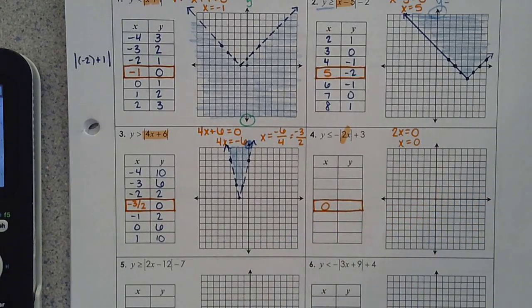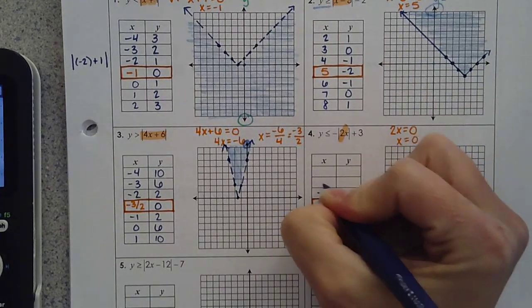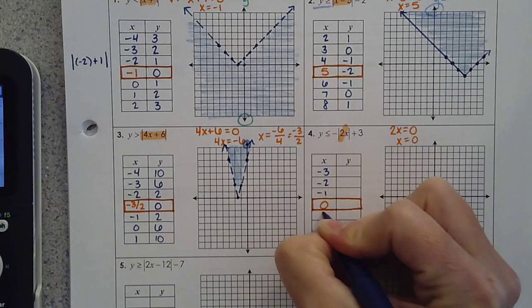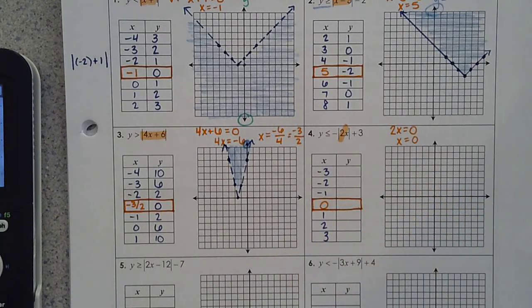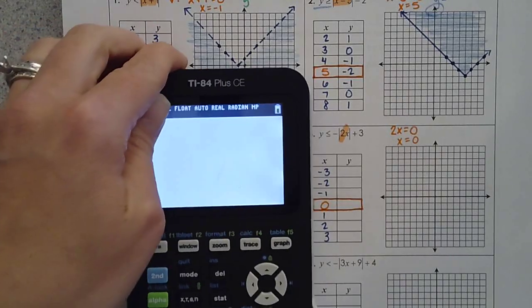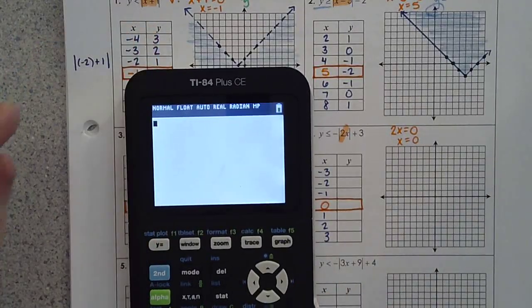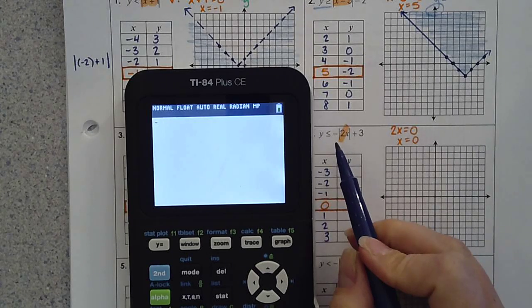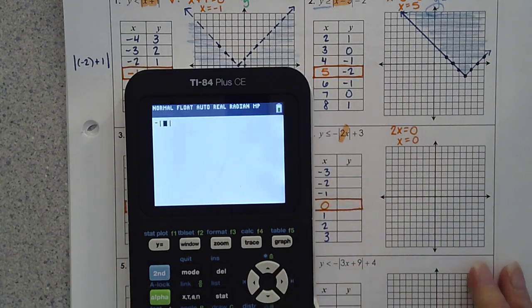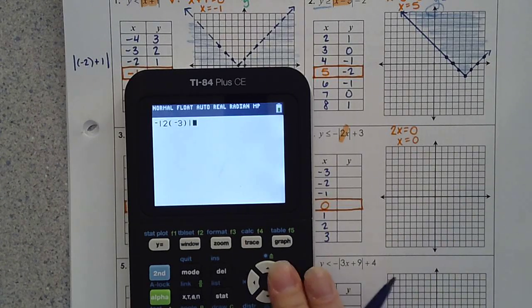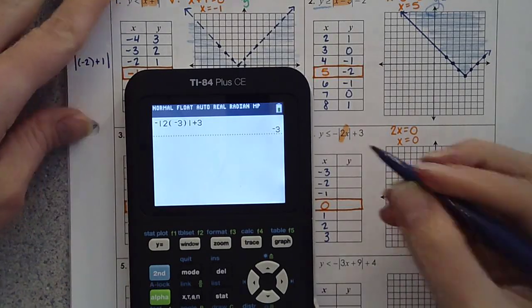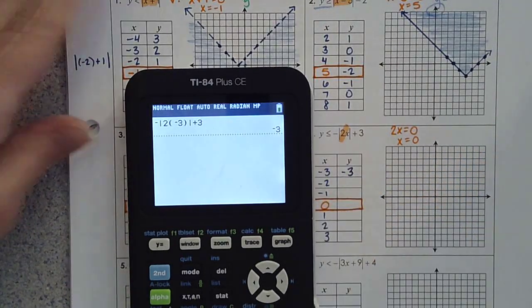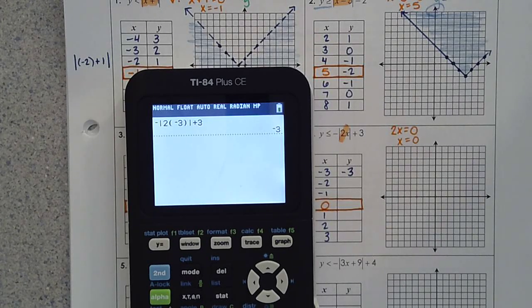Now I need some points on each side. -1, -2, -3, 1, 2, and 3. Now, when you're using your calculator to fill in your points, be really mindful you have a negative sign, and then you have your absolute value bars. Inside your absolute value bars, you have 2 times x, and you're putting your x in parentheses, and then you're going to push over to get outside your absolute value bars, plus 3. I got negative 3. Go ahead and use that. Finish out that table, please.